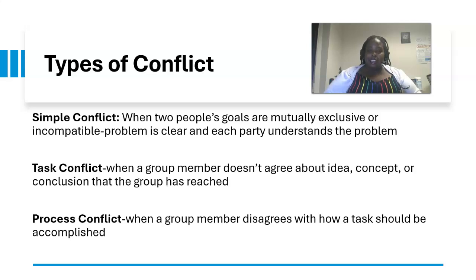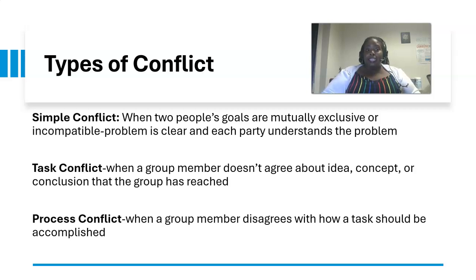Then we have process conflict, when a group member disagrees with how a task should be accomplished. It's hard to say how to resolve the process conflict, but I think maybe each person can try out their own way, and we can reach consensus after a little bit of time has passed on which way was more efficient, or bring it up to a vote with the other members.